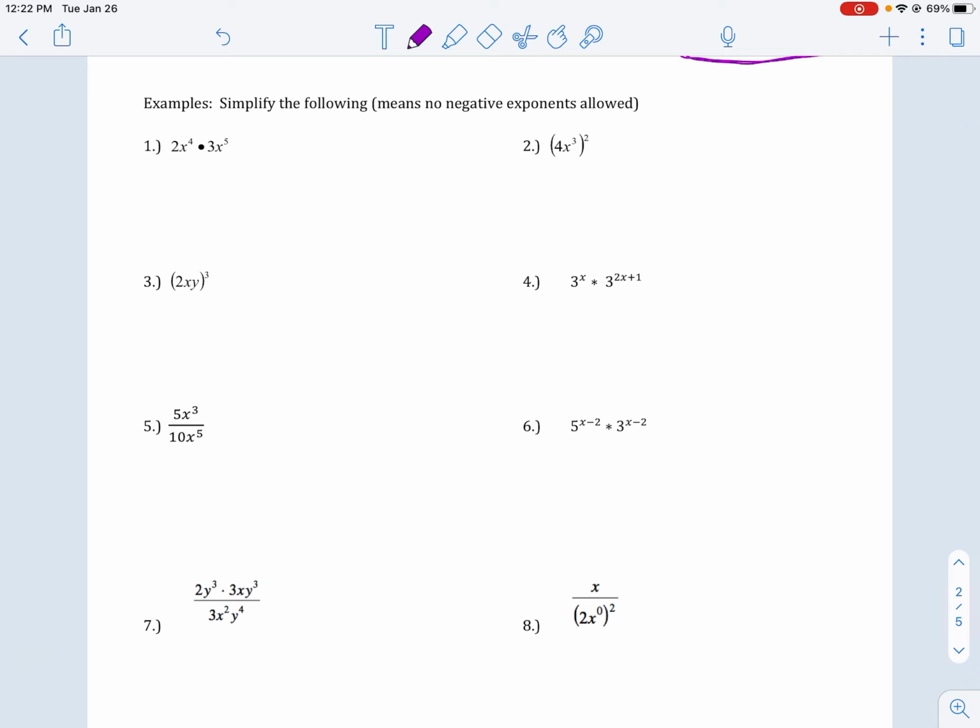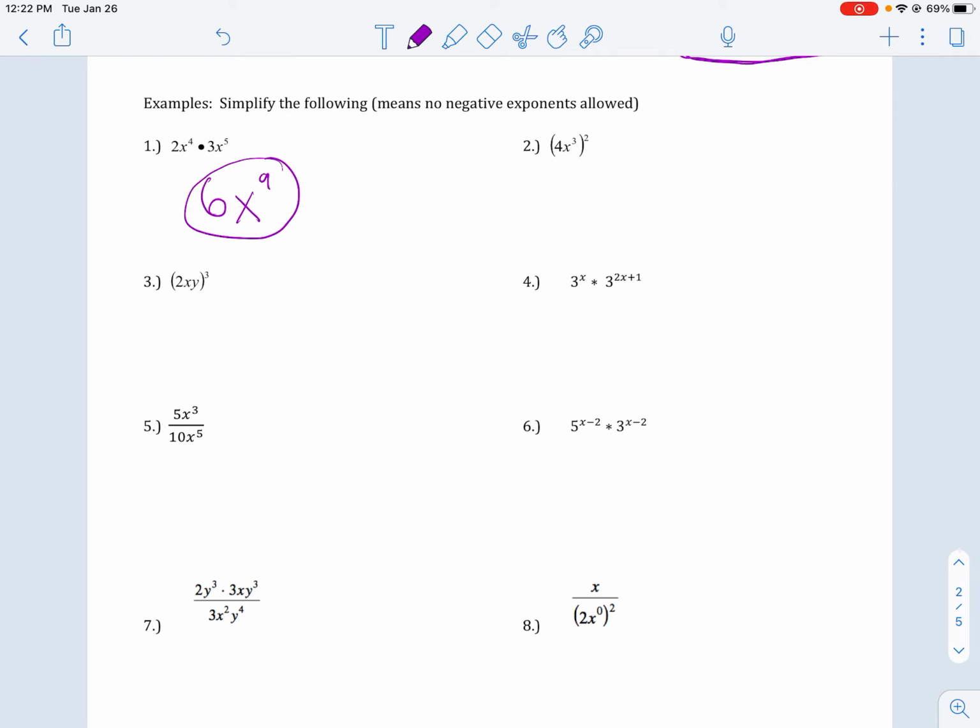So simplify this guy here, make sure that none of these have negative exponents. Let's go. I'm going to start with my x's. I'm going to multiply those together, so I'm going to get x to the 9th, and 2 times 3 is 6.